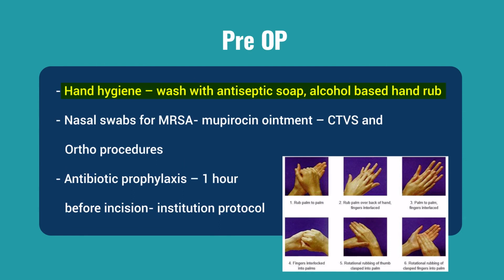Wash with antiseptic soap, alcohol-based hand rub. Nasal swabs for MRSA are not indicated in all the surgeries. It is done in cardiothoracic and ortho procedures only. Antibiotic prophylaxis is very important, and the antibiotic dose needs to go in the patient before 1 hour of the incision. So it is up to the institution protocol for which antibiotic is chosen and which needs to be administered.